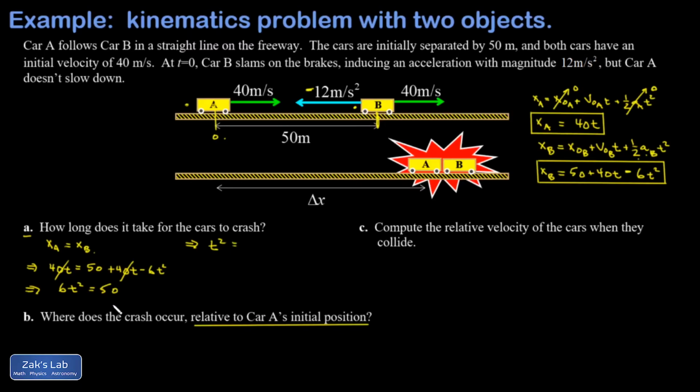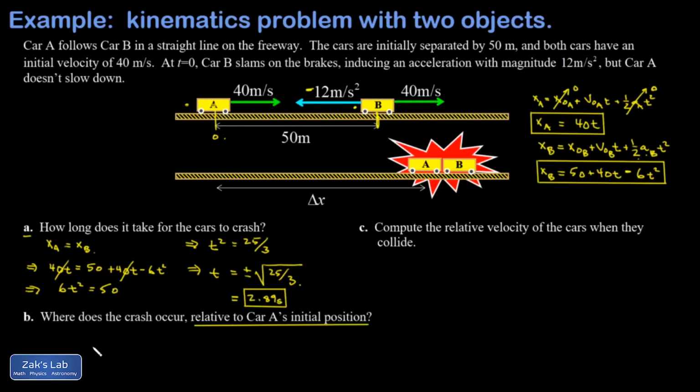t squared is 50 over 6, which is 25 over 3. And t is going to be plus or minus the square root of 25 thirds. Now we don't care about the negative answer because the physics of this problem didn't begin until t equals 0 when that driver applied their brakes. So we just keep the positive root, and keeping 3 sig figs, I get 2.89 seconds before the collision.